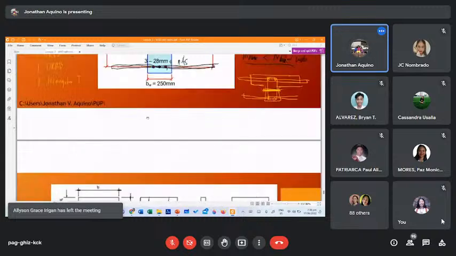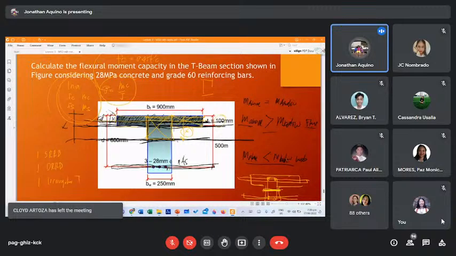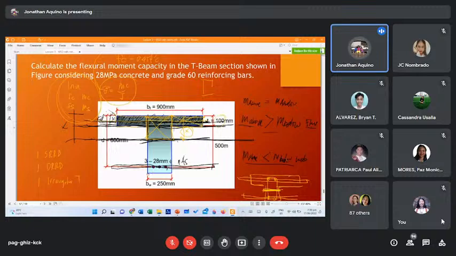In this problem, let's say we have an already computed effective width. The effective width is 900 millimeter with a slab thickness of 100 millimeter, and from the bottom of the slab, the center of the reinforcement is 500 millimeter. The effective depth is simply the summation of 100 plus 500, which is 600. This is the flange, and the width of the web is 250 millimeter.